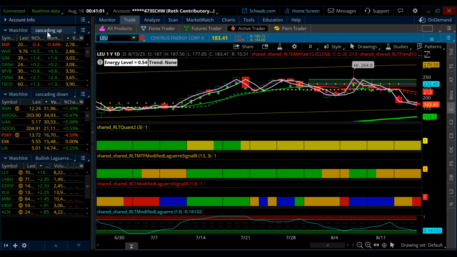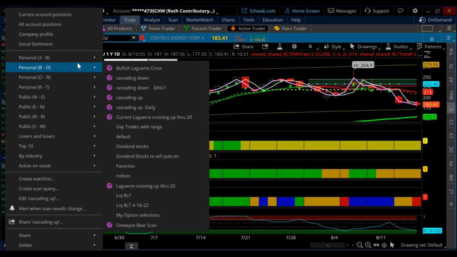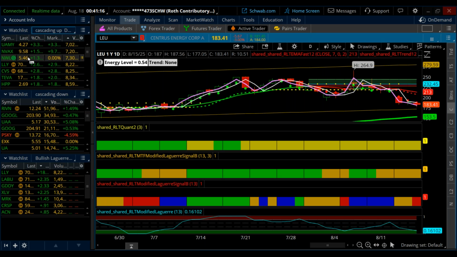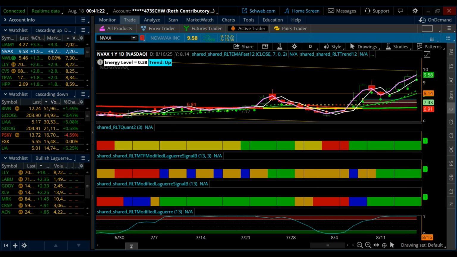And I got some scanners over here. This is a cascading up scan, cascading down. This shows relative strength, relative weakness. If I was looking for relative strength on a daily, I have a scan for that. If you have the software, it says here cascading up on the daily right there. It's going to switch over and show me stocks that are bullish on the daily. I would just click on them, and I can see what it looks like.